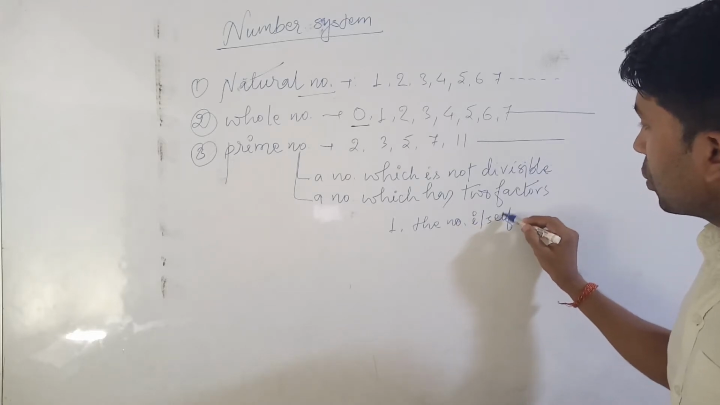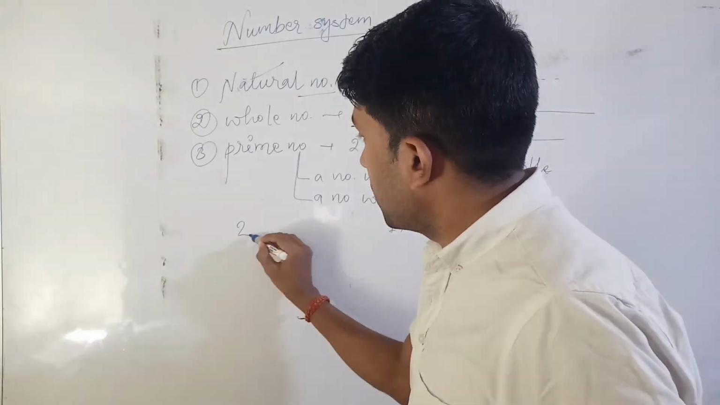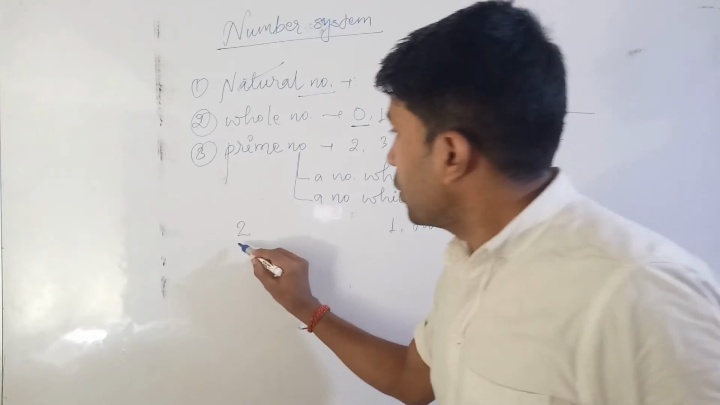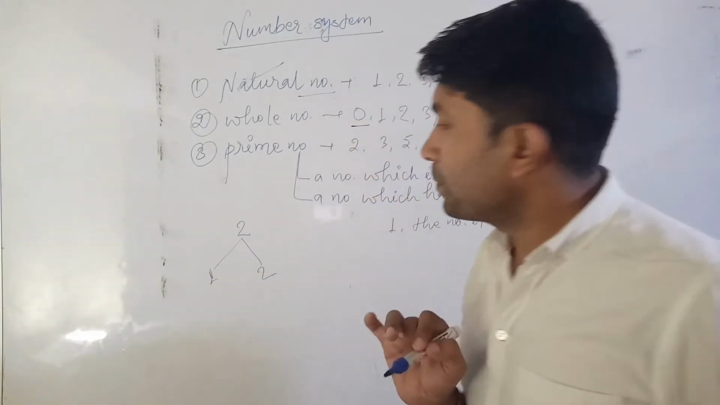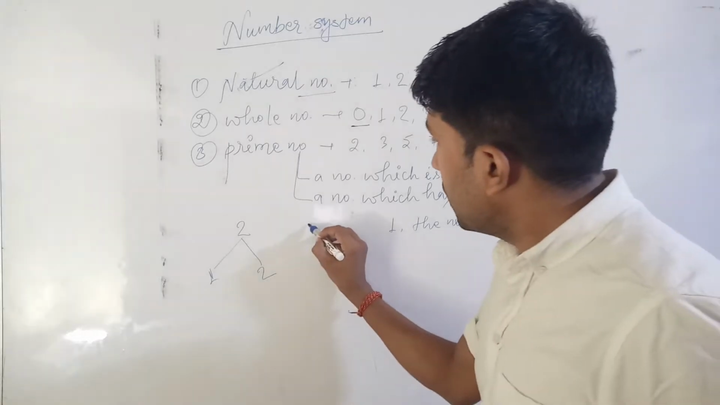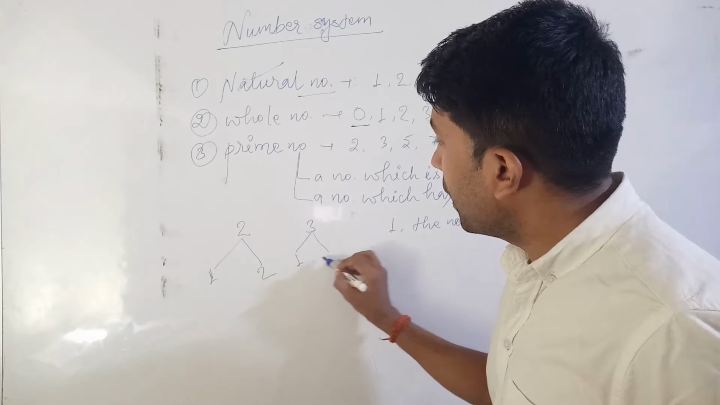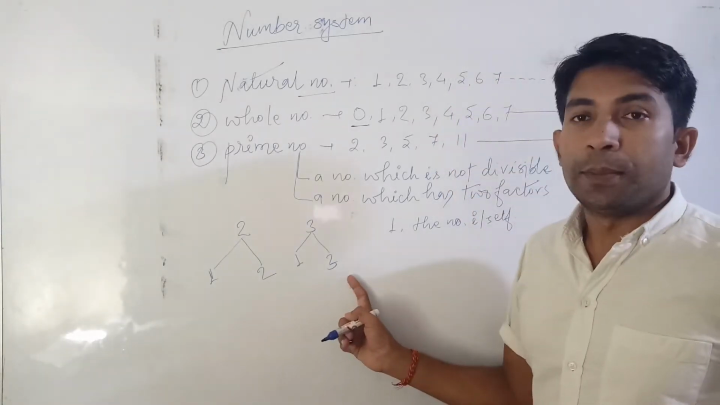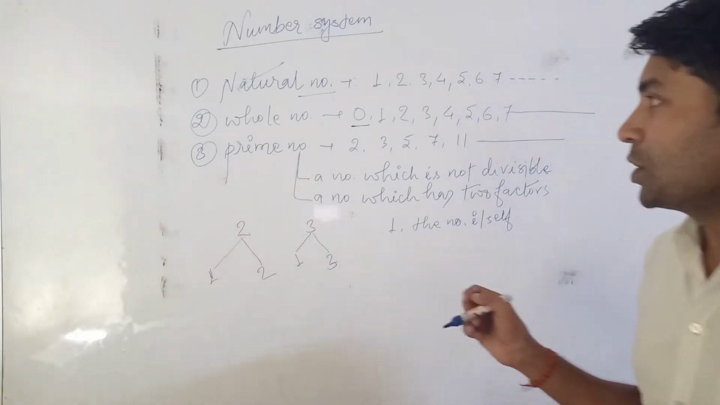Through an example, suppose 2 is a prime number. How do we define this? What are the factors of 2? 1 and 2. Similarly, take another example, 3. What are the two factors? 1 and 3. I mean to say 1 and the number itself. And this is the definition of a prime number.